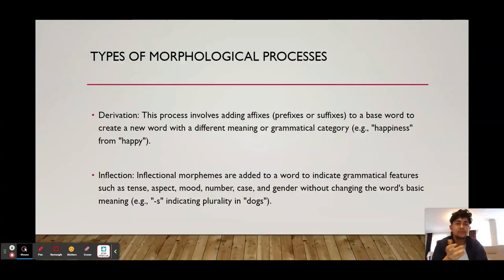Types of morphological process. Derivation. This process involves adding affixes, prefixes or suffixes to a base word to create a new word with different meaning or grammatical category. For example, happiness from happy. Inflection. Inflectional morphemes are added to a word to indicate grammatical features such as tense, aspect, mood, number, case, and gender without changing the word's basic meaning.